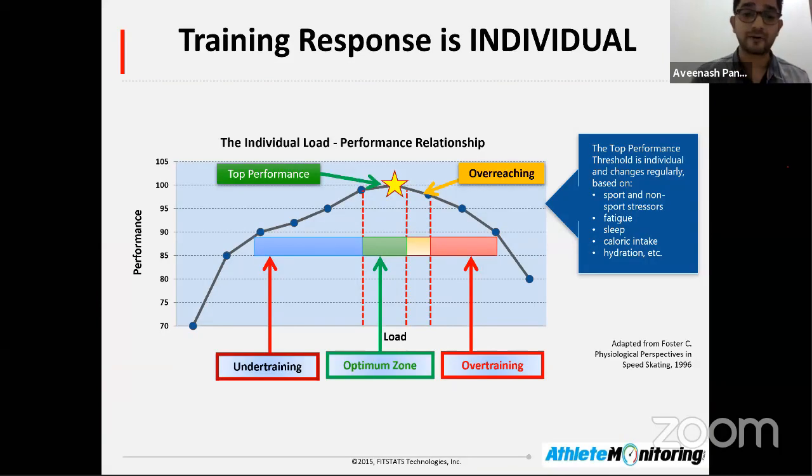You can be undertraining or overtraining. I spoke to it earlier on. If you're not evaluating, you may be falling into an overtraining zone or an undertraining area. You're not overreaching, therefore you're not going to get top performance. So this is important. And you can see here, all your sports stresses, fatigue, sleep, calorie intake, hydration, and so on are key. And that's not only for weightlifting, it is implemented right through other sports as well.